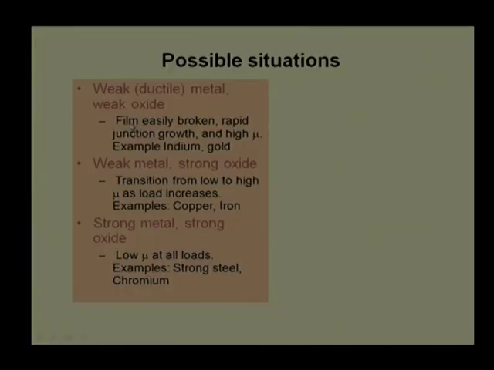So, what we are able to say from that is that this film, made of weak oxide, can be easily broken because its bonding to the parent material is much weaker, and this kind of material with a weak oxide layer will undergo rapid junction growth, resulting in a very high value of mu, a high coefficient of friction.